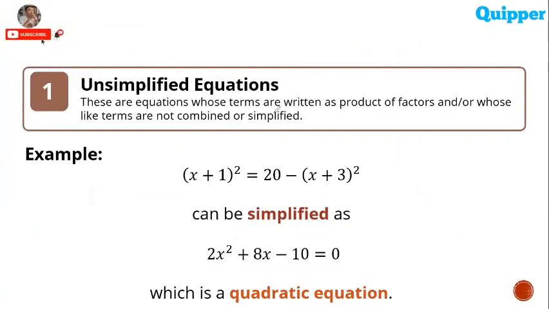What are we going to do? We need to solve for x plus 1 squared and also the quantity of x plus 3 squared. And then simplify that, the result would be 2x squared plus 8x minus 10 equals 0.